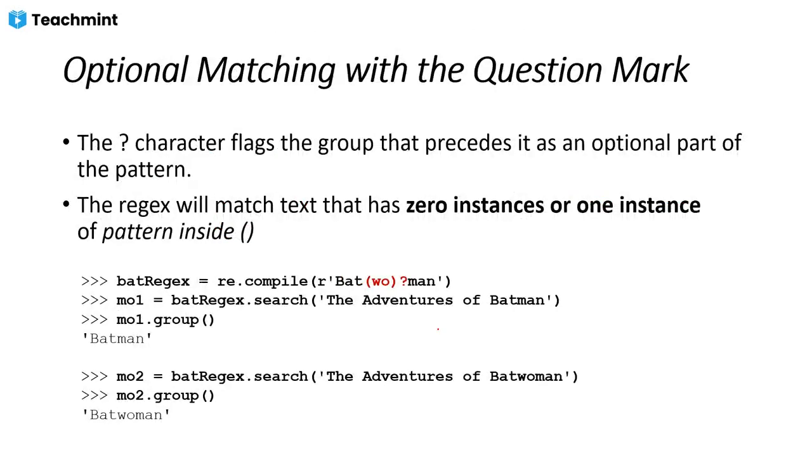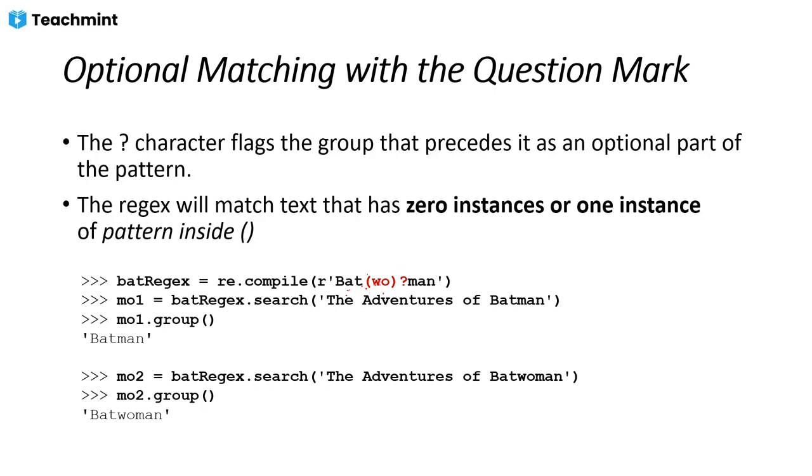Now we'll go for one more example, that is the question mark. The question mark is used in the regular expression to check for 0 instances or 1 instance. Now I'll form a regular expression. It can be Batman or it can be Batwoman. Here W is optional. If W is not given, it is Batman. If WO is given, it is Batwoman.